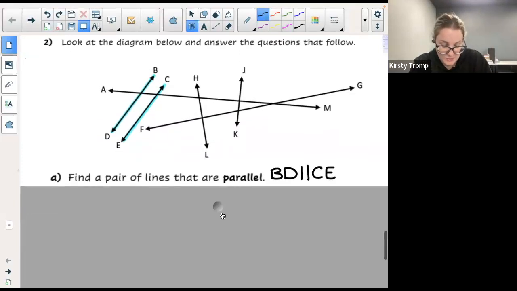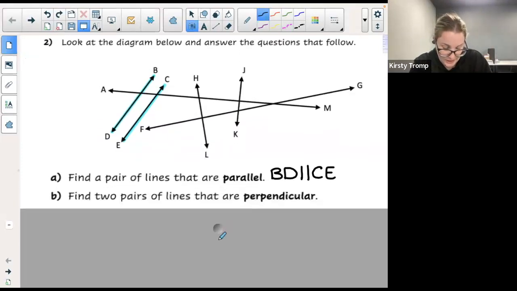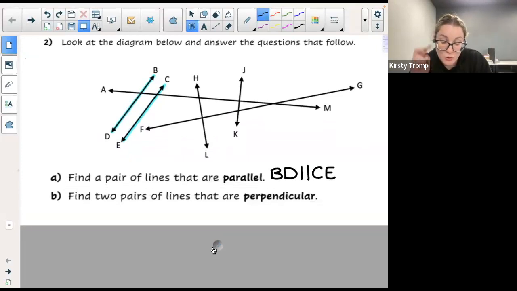Okay, next question. Find two pairs of lines that are perpendicular. What does perpendicular mean, guys? What does perpendicular mean again? You can tell me. Mar, what does perpendicular mean again? Ma'am, it's when two lines meet and it makes a 90-degree angle. Good, Mar. So give me a pair of perpendicular lines.